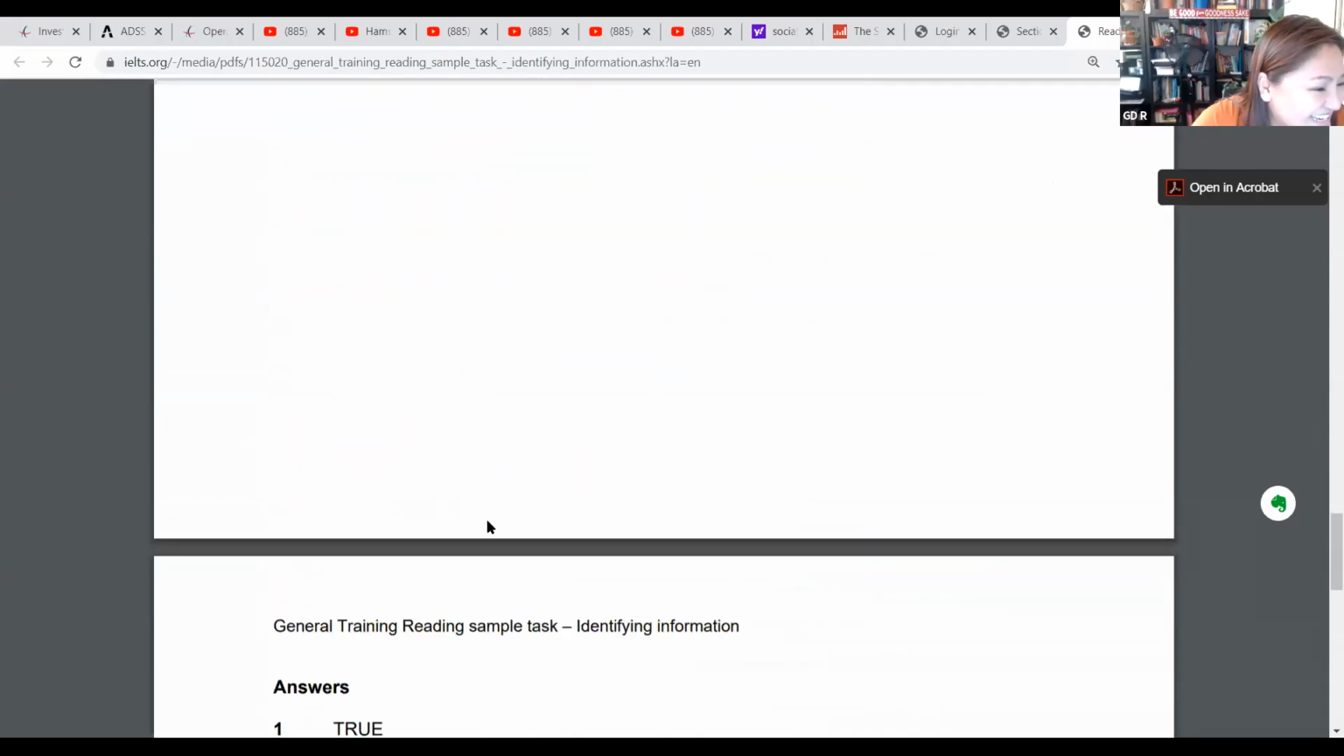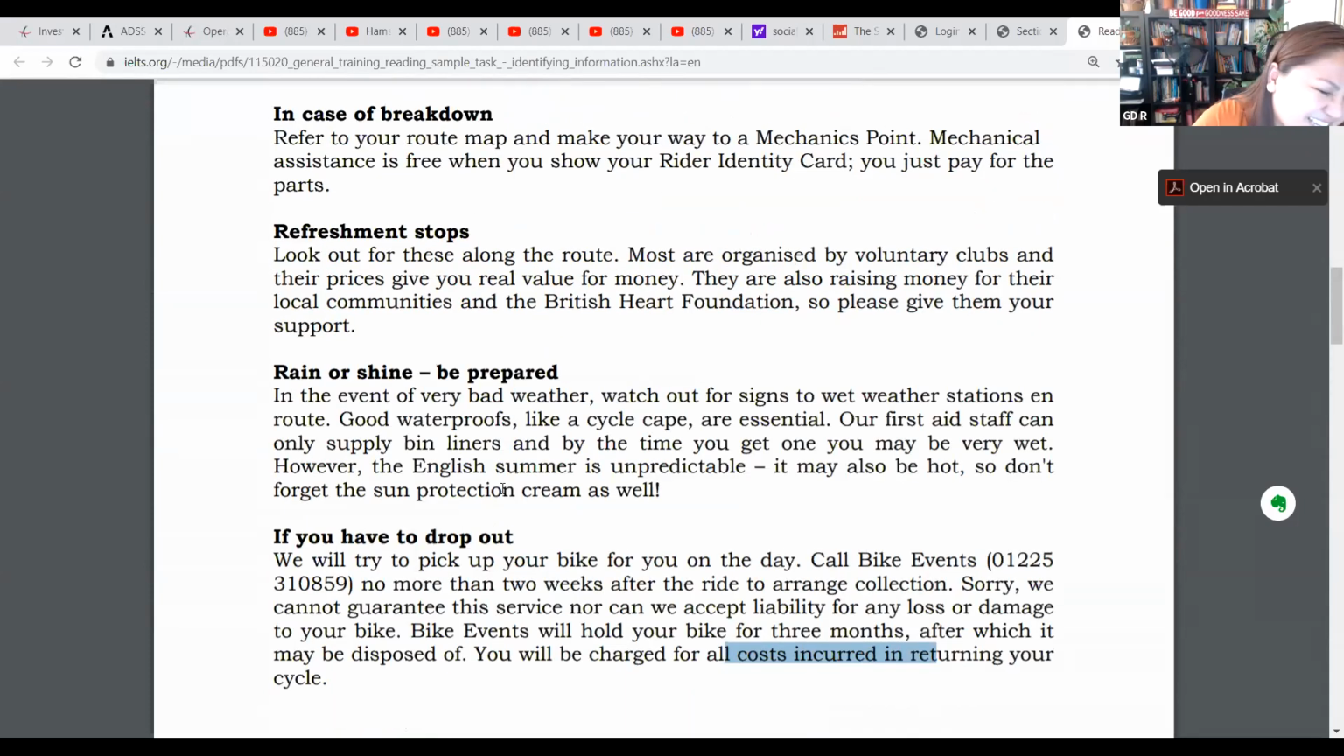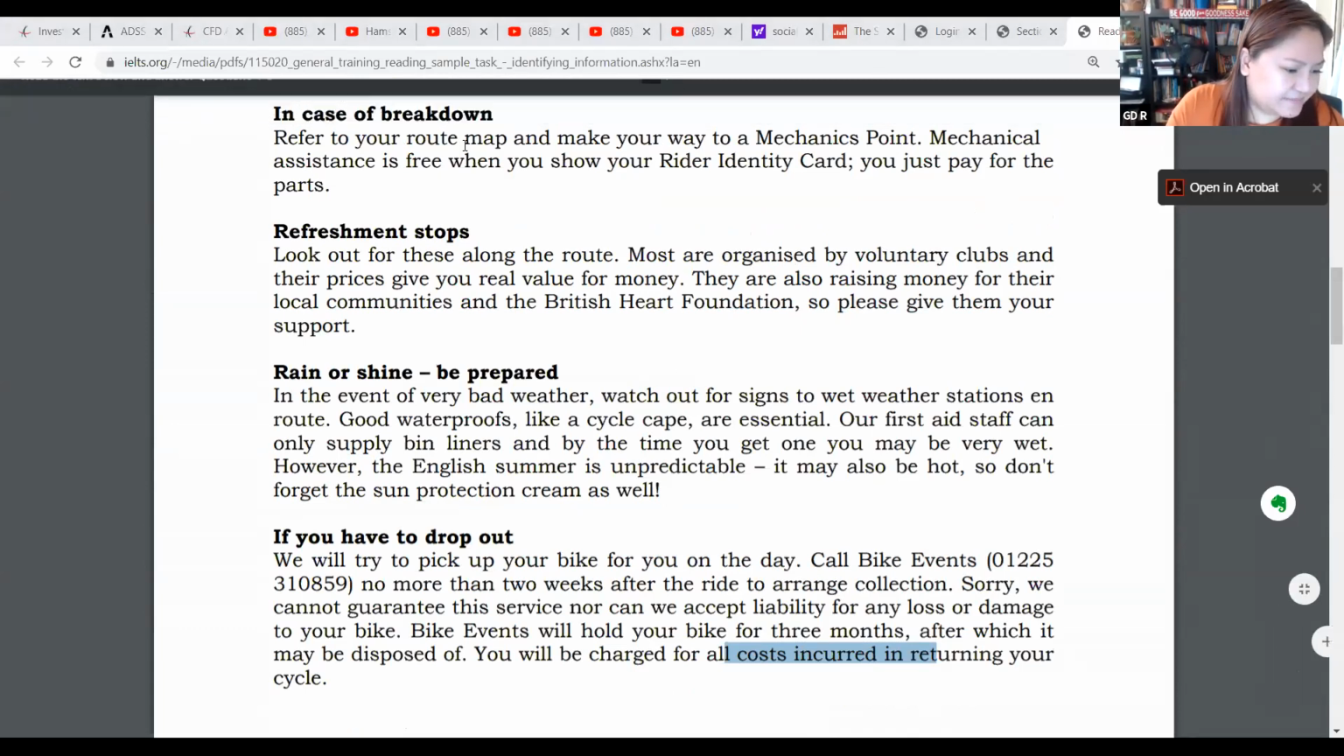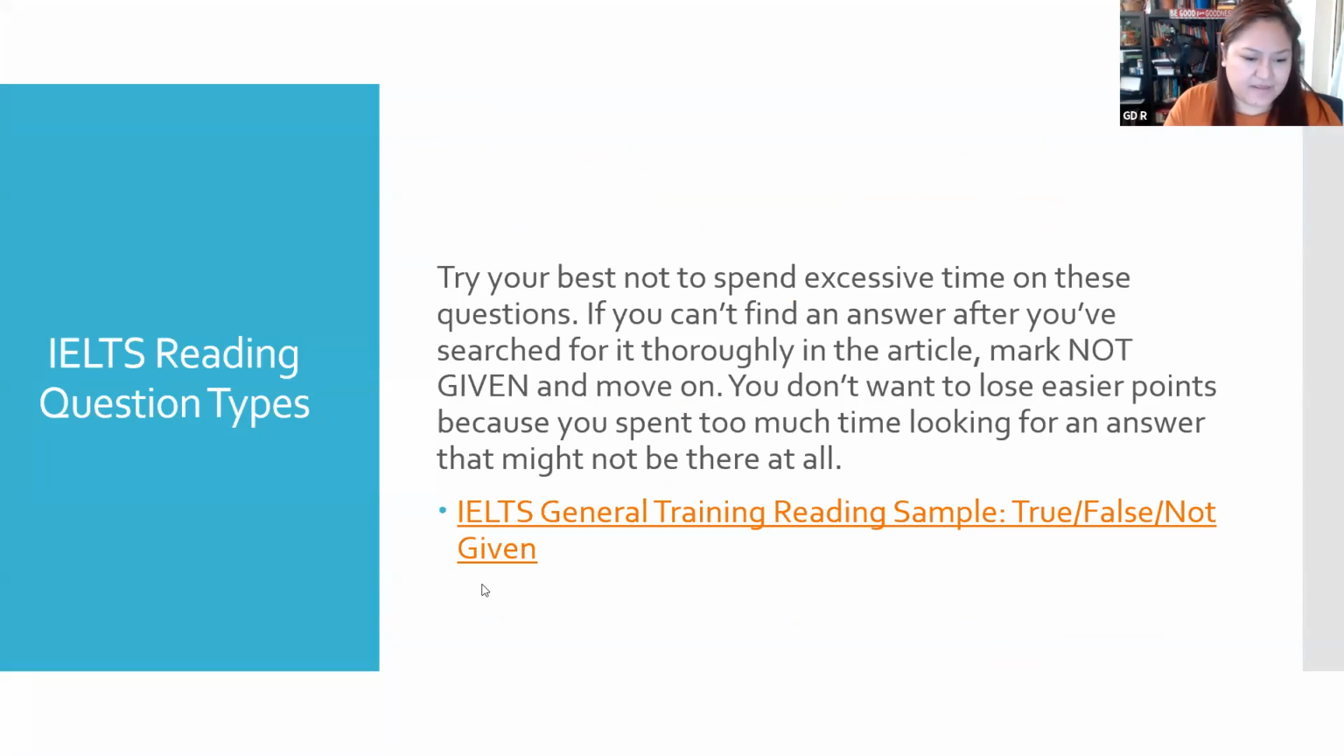True. It's easy, right? Sometimes it's a bit difficult at first, you just need to practice, but it's easier in time. Okay, so let's move on.